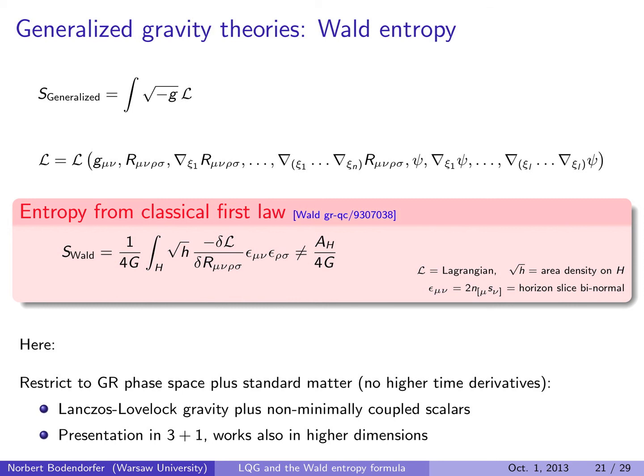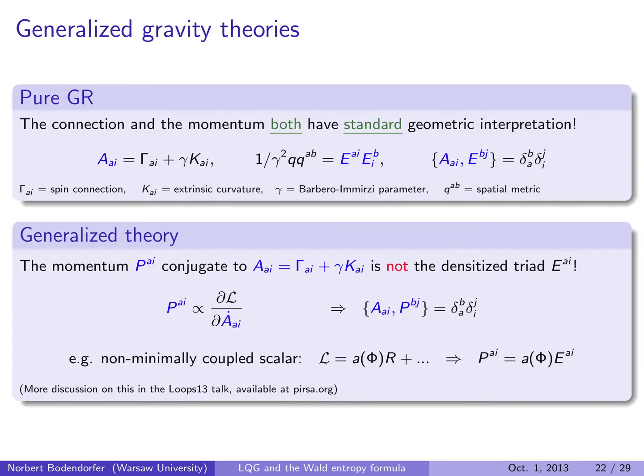Okay, so let's go to the next slide, number 22. Generalized gravity theories. Let me remind you what's happening in pure GR. In pure GR, the connection and the momentum both have a standard geometric interpretation, meaning that the connection A is given by the spin connection gamma plus the extrinsic curvature, and the densitized triad is just the square root of the spatial metric.